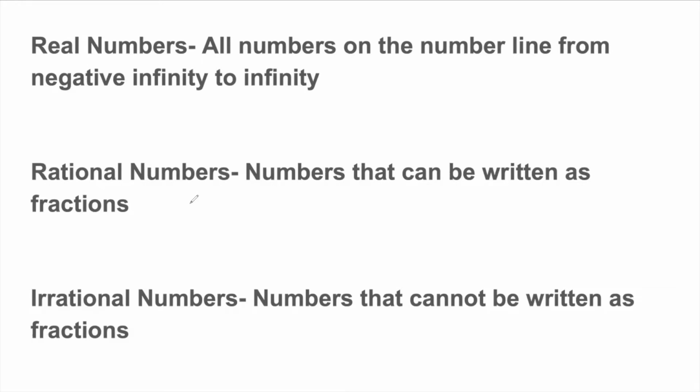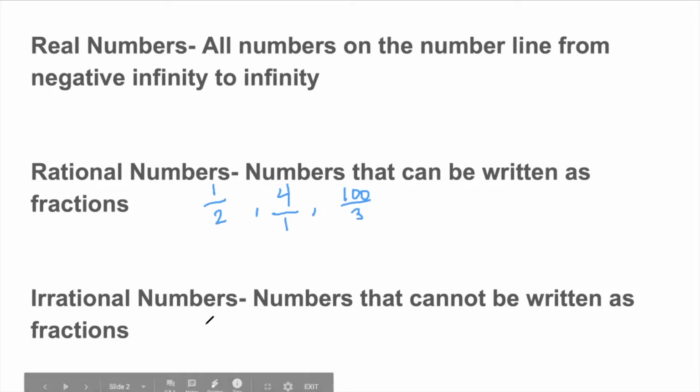So an example of a rational number is something like 1/2, or the number 4, or something like 100/3. All those would be rational numbers. You might say, why is 4? Because that's not a fraction, but really 4 is just 4/1. So that can be written as a fraction, thus it's a rational number.